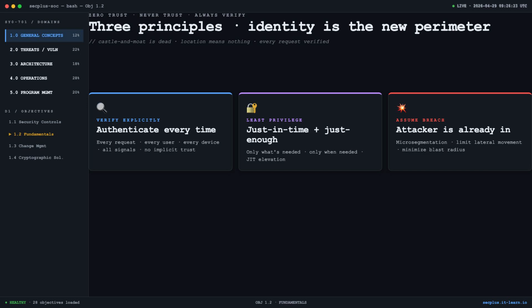Identity is the new perimeter. Strong authentication for every access attempt, no matter where it comes from. Software-defined perimeter, also called SDP, enforces access dynamically based on identity and context, not on what subnet you're sitting in.